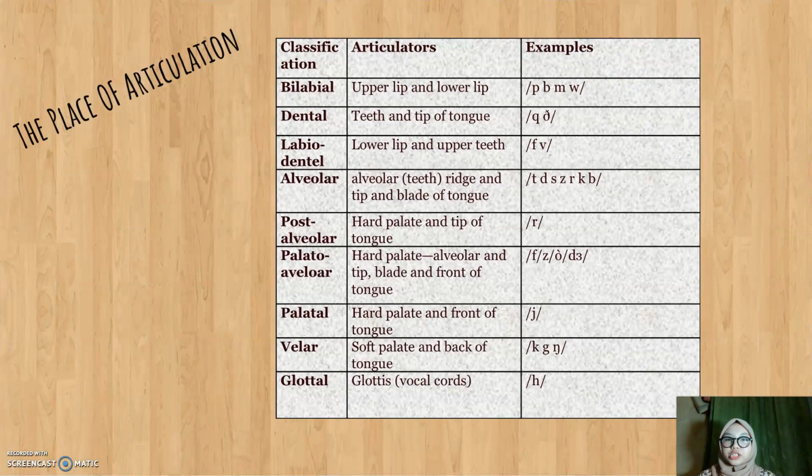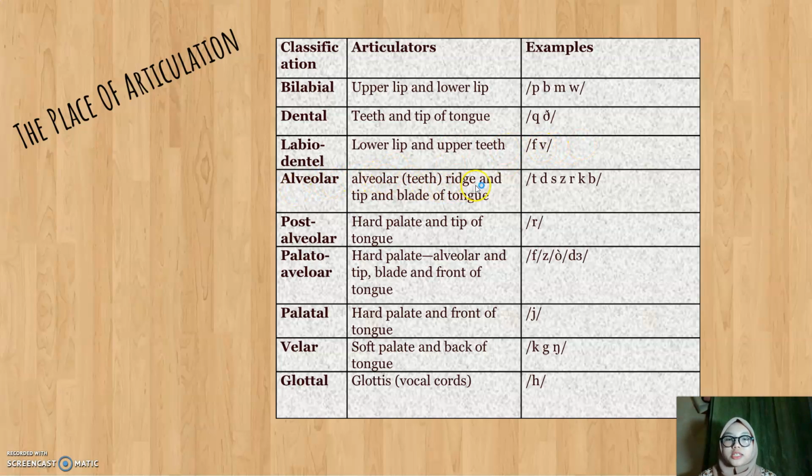The place of articulation. Bilabial, the articulators are the upper lip and lower lip. Examples are p, b, m. Dental, the articulators are the teeth and tip of the tongue. Examples are θ, ð. Labiodental, the articulators are the lower lip and upper teeth. Examples are f, v.